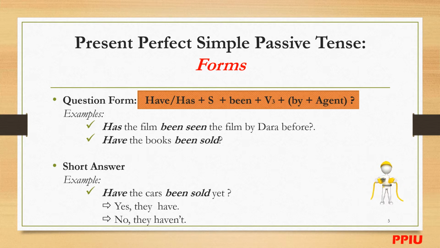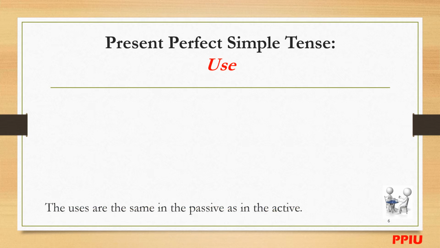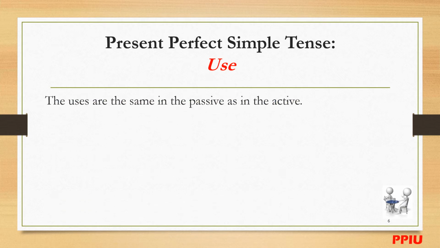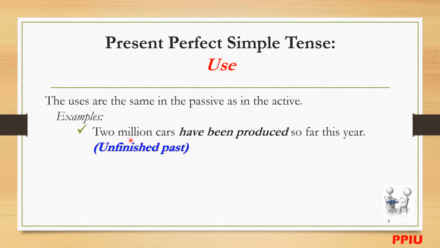Let me move to the slide about the use of the present perfect simple passive tense in here. Okay, the uses are the same in the passive as in the active, so it's not far different there, right? Example, 2 million cars have been produced so far this year. So it is in the process. It is not yet finished, an unfinished past.